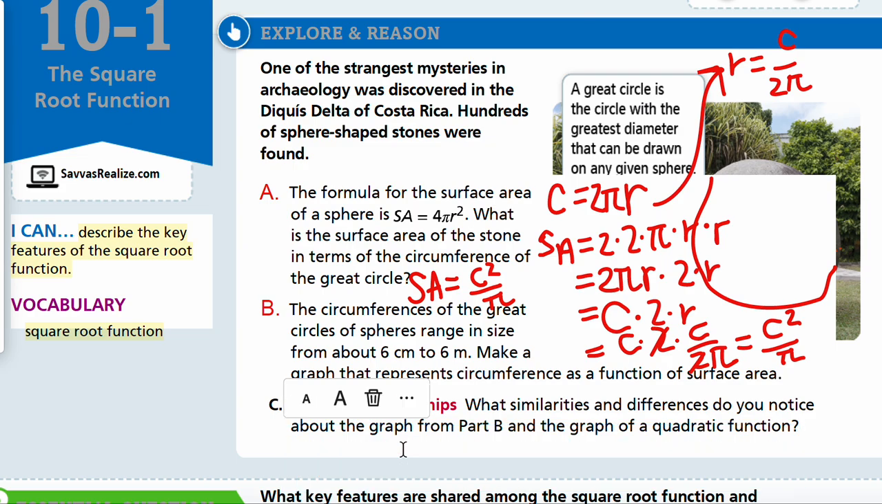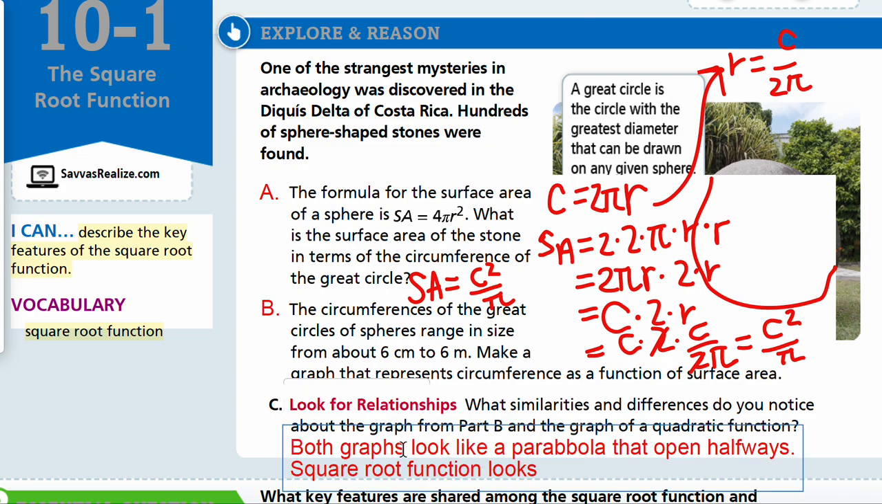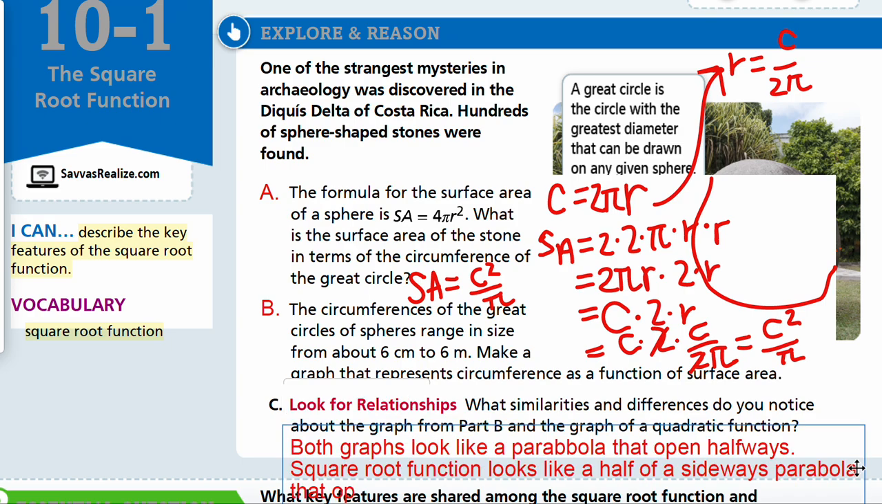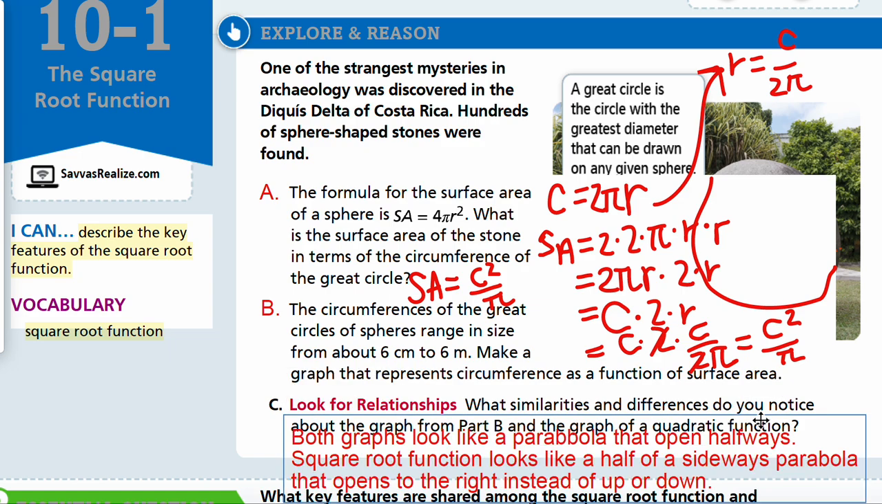The square root function looks like a parabola, like half of a sideways parabola that opens to the right instead of up or down, right? So this is a key characteristic of the graph of a square root function.